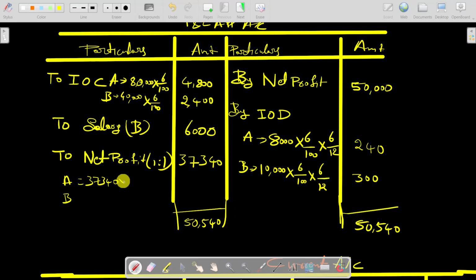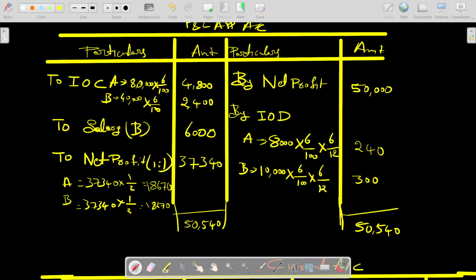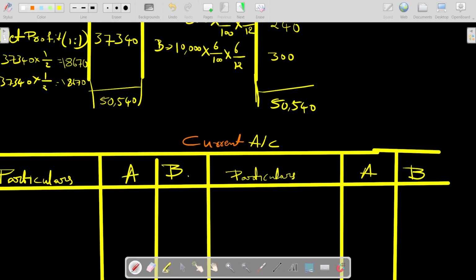and we will get net profit of 37,340. 37,340 into 1 by 2, and the same 37,340 into 1 by 2, so A will get 18,670, and B also gets 18,670, right? This is the P&L appropriation account. And next we have to make current accounts.